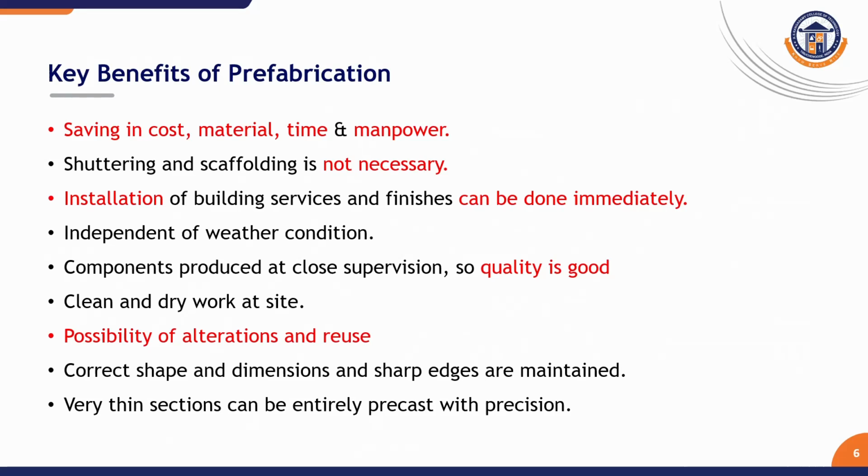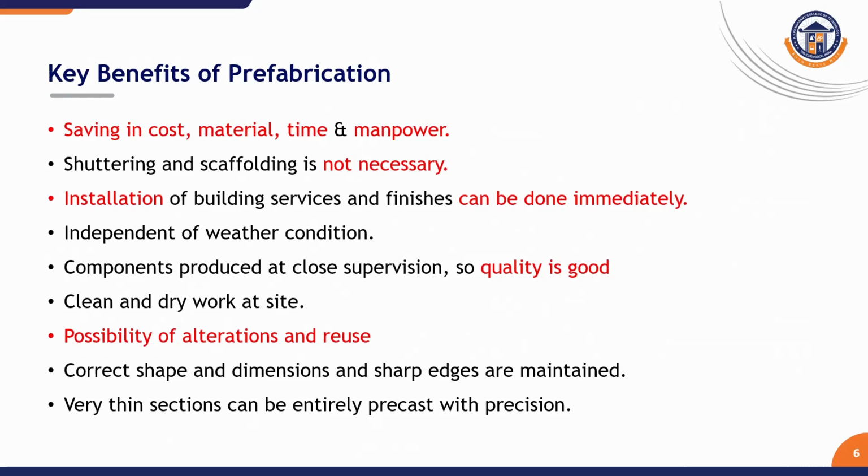Then immediate installation of building services and finish. Services like electrical conduits, plumbing and finishes can be installed during manufacturing, speeding up the overall process. Independence from weather conditions. Manufacturing happens indoors, thereby preventing weather related delays. High quality control. Close supervision in factory conditions ensures the components are produced with precision, maintaining consistent quality.